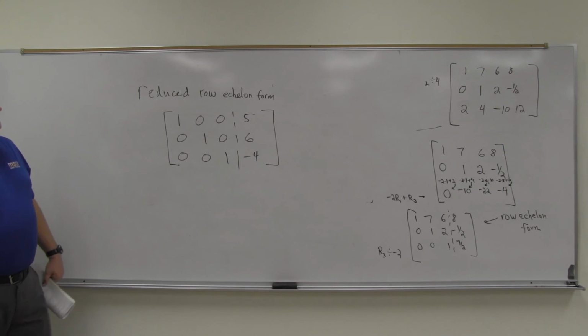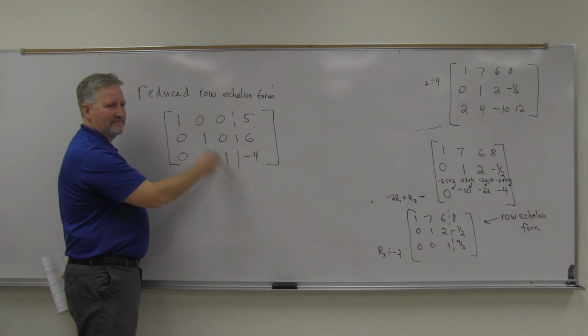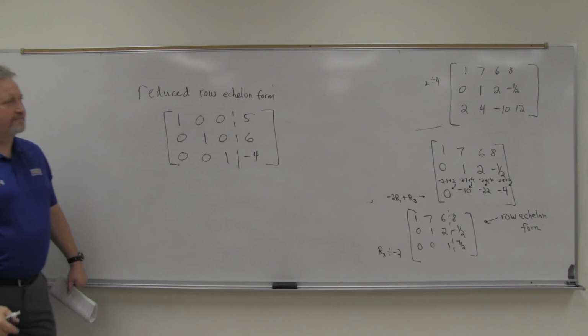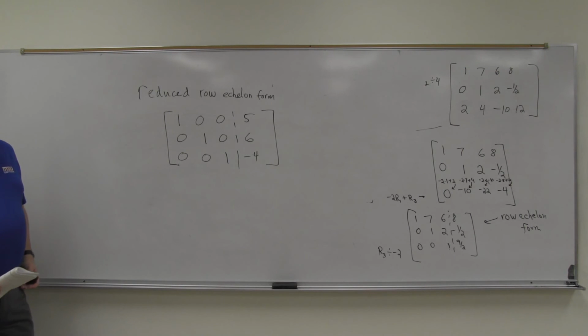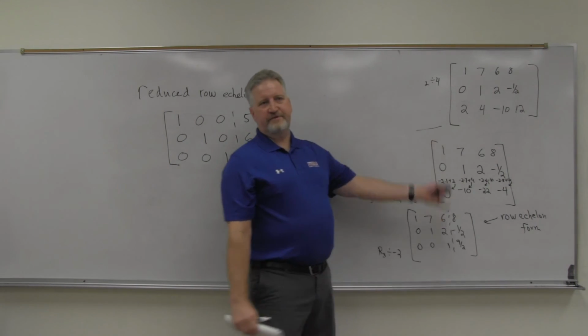And as you can tell, if you've got reduced row echelon form, you've got x, y, and z specified. So the way I'm going to do it is we're just going to get row echelon form and then back substitute to get the numbers.